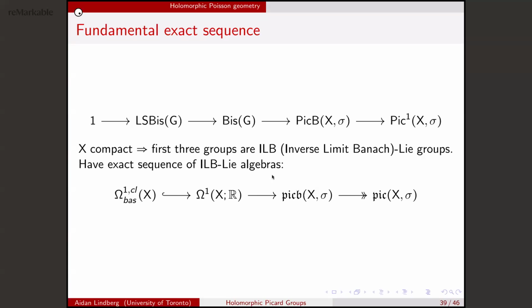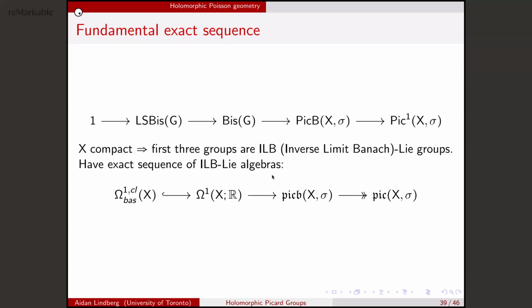X is a manifold. It's compact, like projective space. And these are groups that I build out of X and a holomorphic Poisson structure on X. Their Lie algebras are going to be spaces of smooth sections of finite dimensional vector bundles on these manifolds, which means that these are actually infinite dimensional Lie groups.